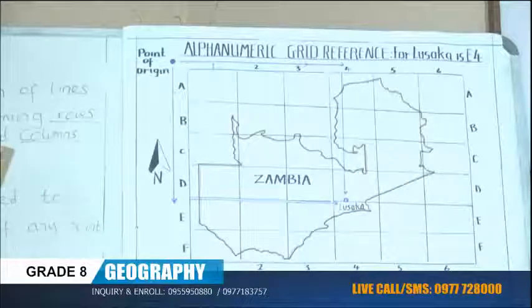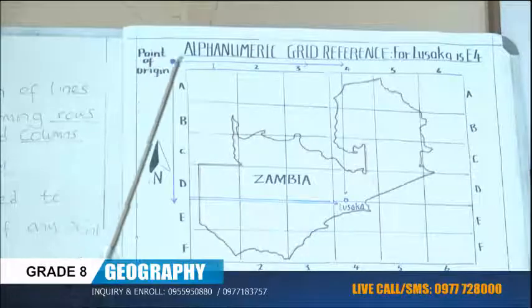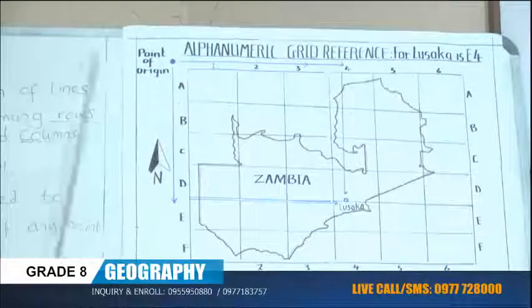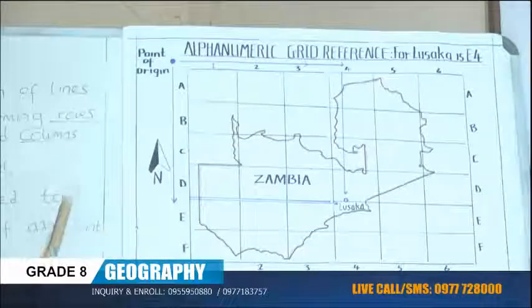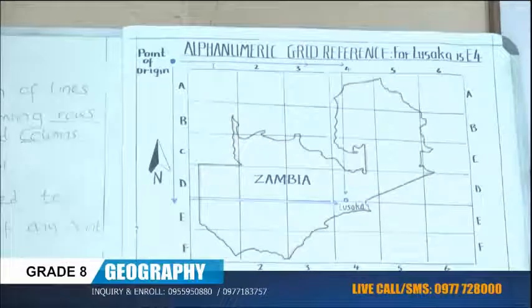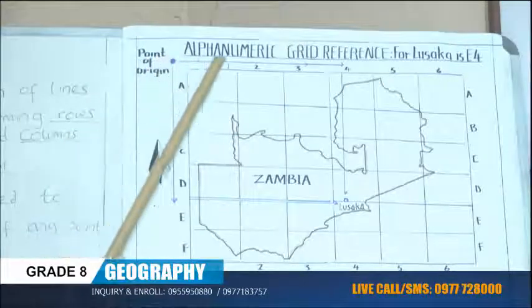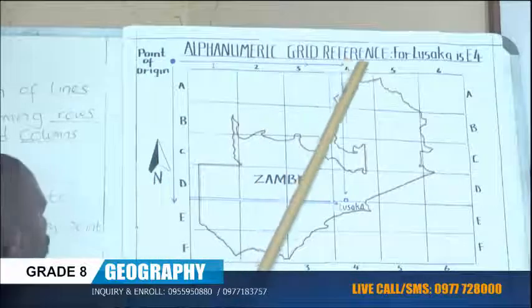The only 2 points where we can place the starting point or the point of origin could be either the top left corner or the bottom left corner. I hope and trust we are following each other. Now, what do we call this kind of a map? It has got a very good name. If you can see clearly, it's written alphanumeric grid reference.